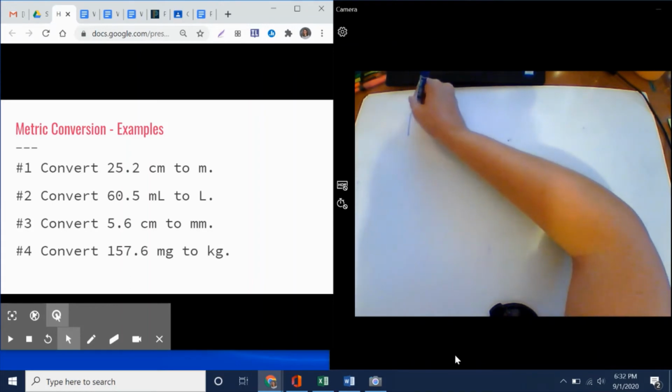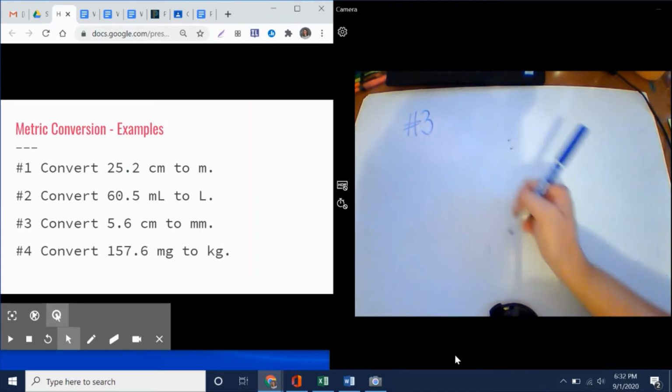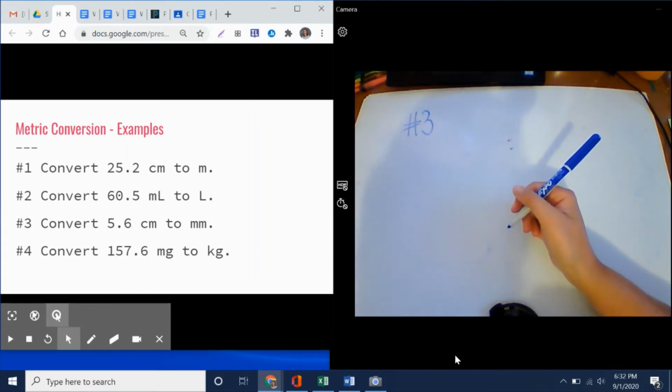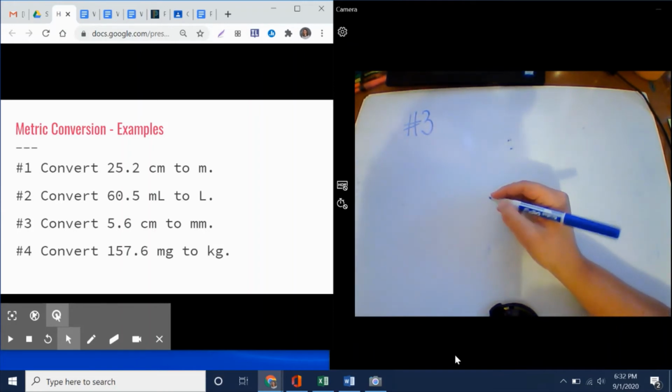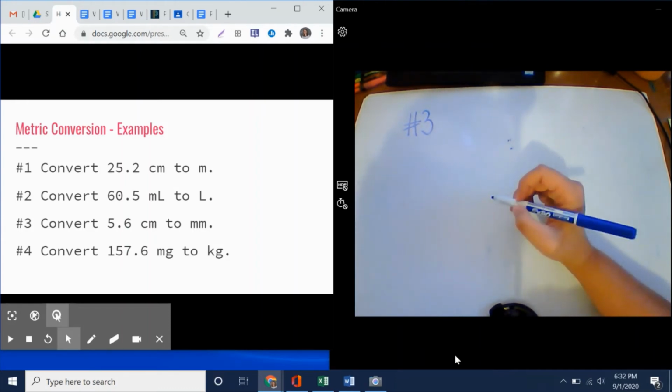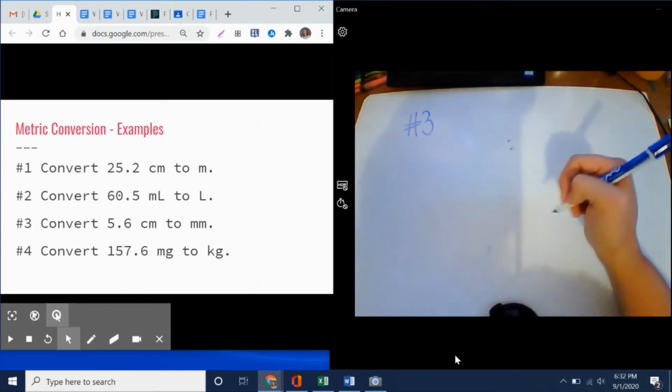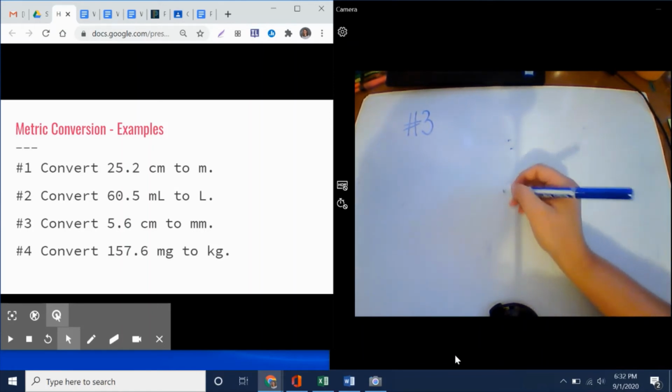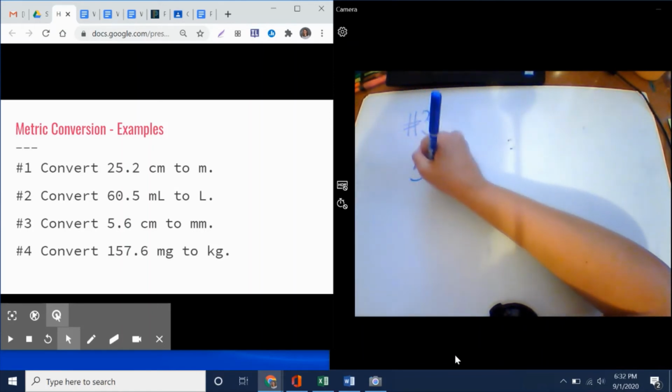So when we have 2 prefixes in a problem, we'll actually have to take a pit stop at our base unit. So the very first thing we're going to do is go from centi to meters. We'll get rid of that centi first, and then we'll go from meters to millimeters, adding on that milli prefix. So let's see what that looks like.